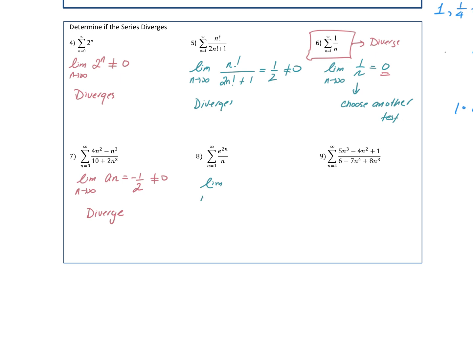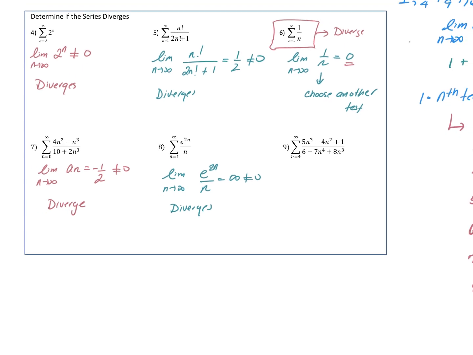For number 8, limit as n goes to infinity. I have e to the 2n over n, exponential on top, polynomial on the bottom. This goes to infinity, which doesn't equal 0, so it diverges.